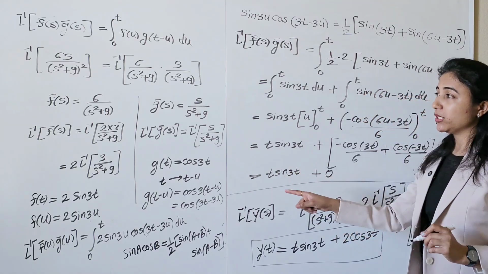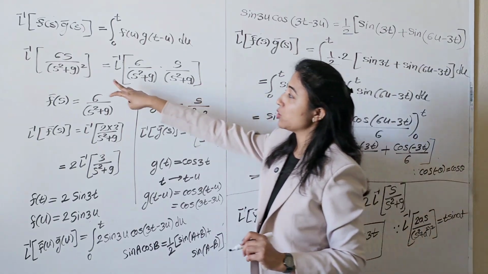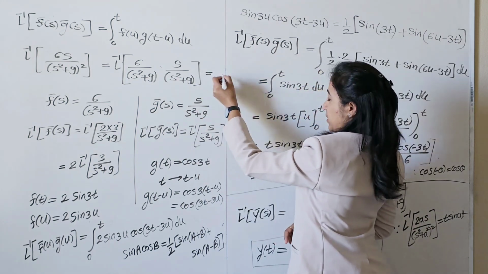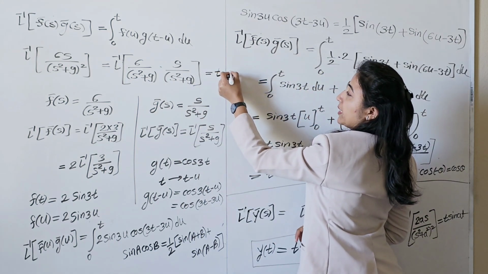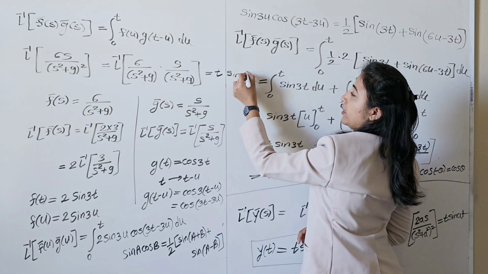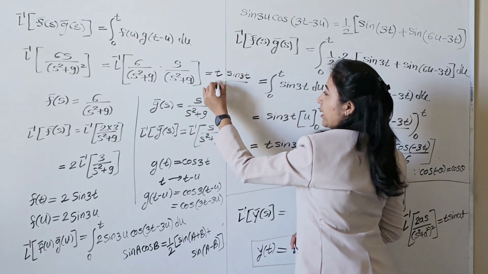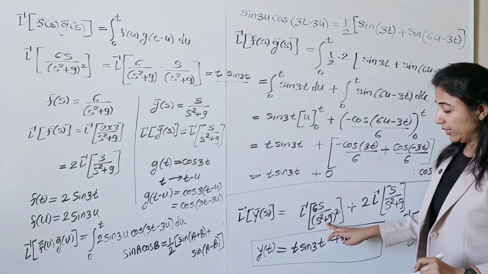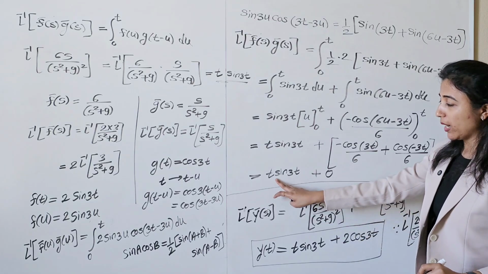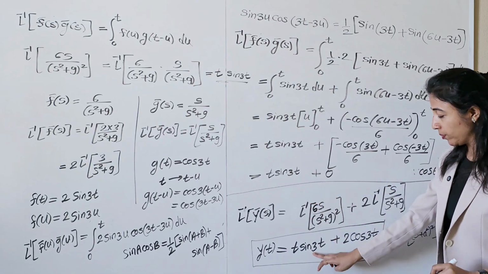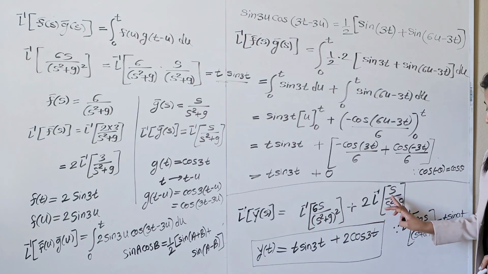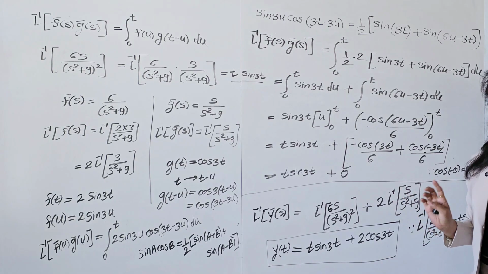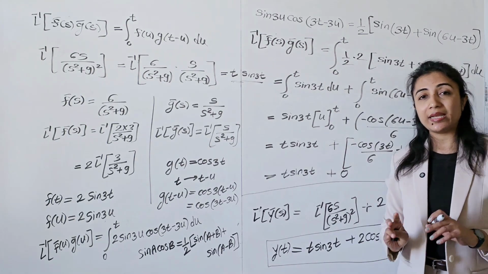So using the convolution theorem, if we find the Laplace inverse of this term, ultimately by the convolution theorem it is t sin 3t. Hence we get the same answer. This is the term whose Laplace transform is given by the standard formula, 2 cos 3t. So both methods are correct, giving the same answer.